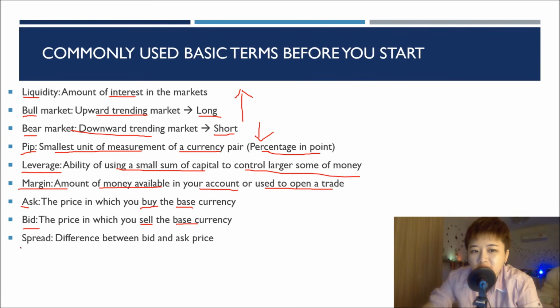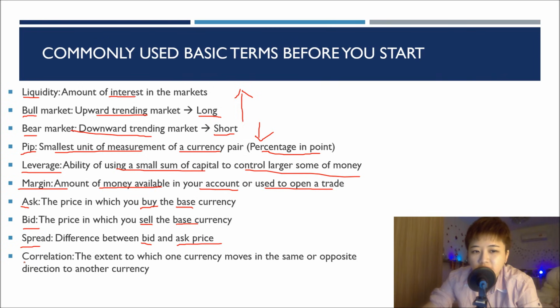And the spread is basically what your broker earns. It's the difference between bid and ask price. Correlation, what does it mean by correlation?